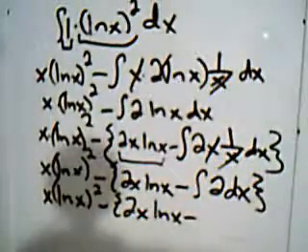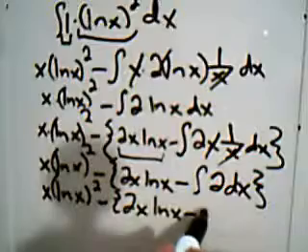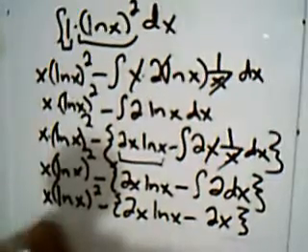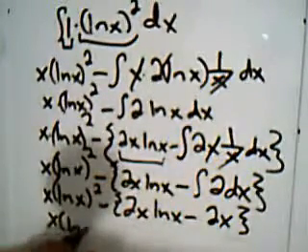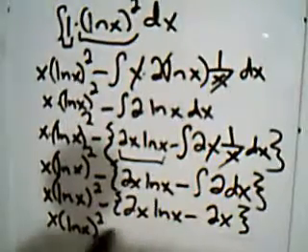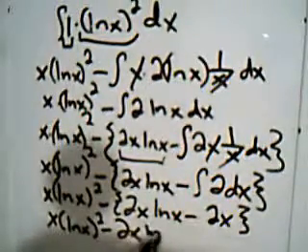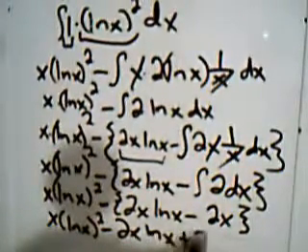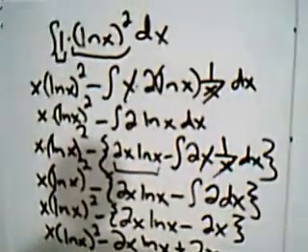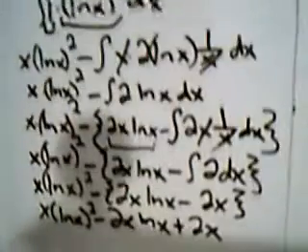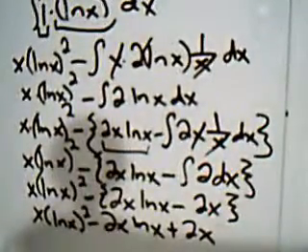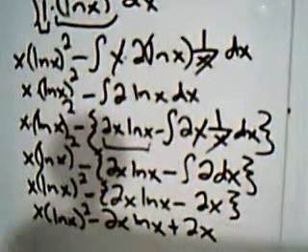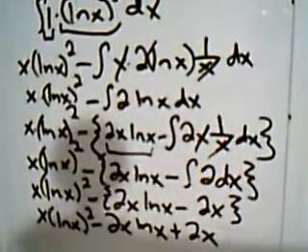The integral of 2 is simply 2x. Finally, simplifying, you're going to get x ln of x squared minus 2x ln of x. Now this is a minus and this is a minus, so you're going to get a plus 2x. Now we're going to check our answer. To check our answer, we just take the derivative of this whole thing, and that should give us our integrand back.